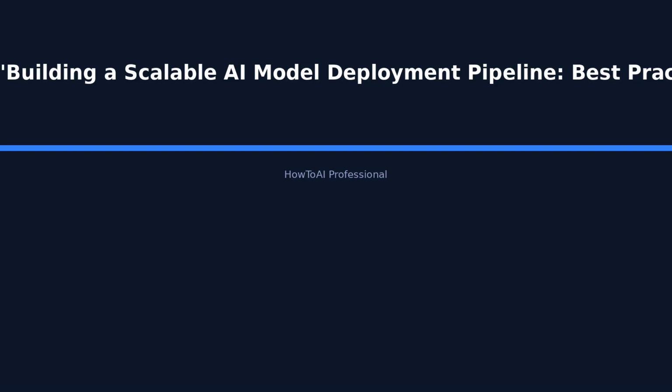Understanding the components of a deployment pipeline. A scalable AI model deployment pipeline typically consists of several key components. First, there's the version control system, where your model code, configurations, and dependencies are stored. This allows teams to track changes over time and revert to previous versions if necessary. Next, we have the continuous integration component. This is where automated testing occurs. Models are validated to ensure they function as expected before deployment.